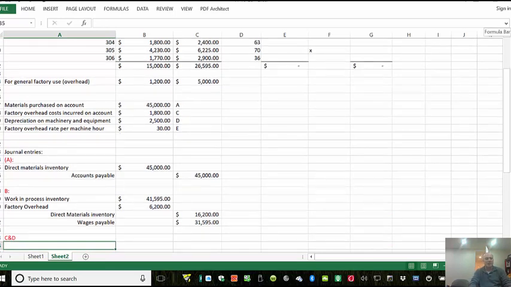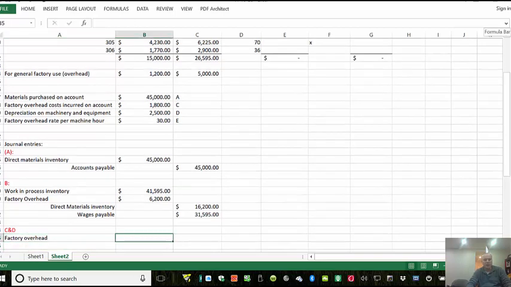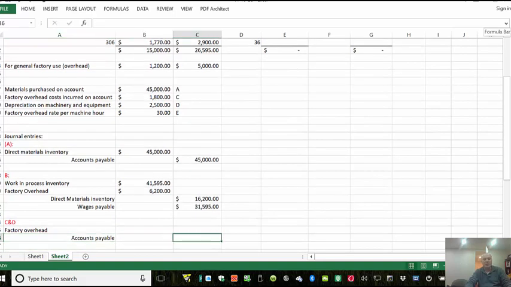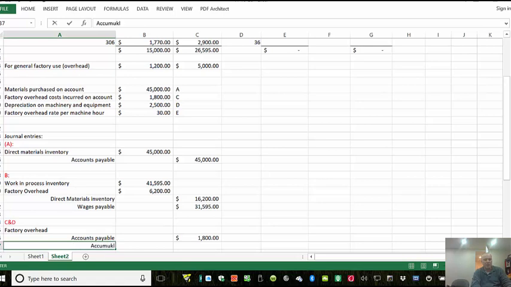Then part C and D I'm going to record together, because these are both overhead journal entries. Well, first it says part C, factory overhead costs incurred in accounts. So the debit to factory overhead, and then there's going to be a credit to accounts payable. This is part C, and how much is the credit to accounts payable? Well, 1,800. But also there's an accumulated depreciation which is being applied to overhead instead of depreciation expense. And that's part D.